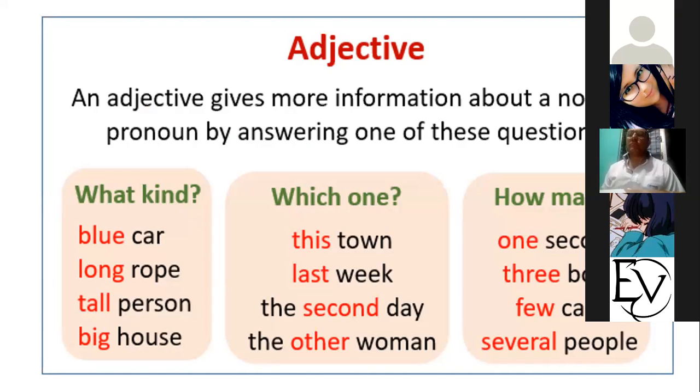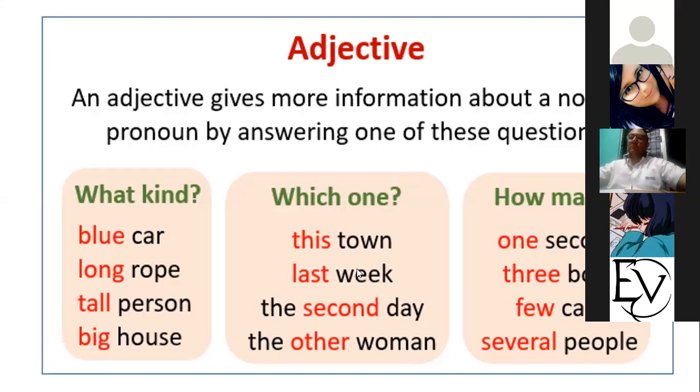Long road. Tall person. Big house. Which one? Which one? This town. Last week. The second day. The other woman. How many? One second. Three boys. Few cars. Several people. Very good. So remember that an adjective always answers the question what kind, which one, and how many, okay? So let me advance here.